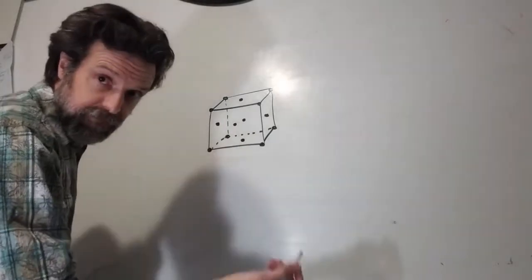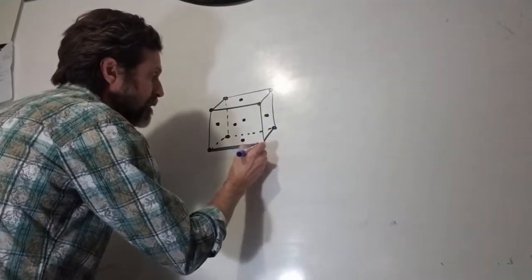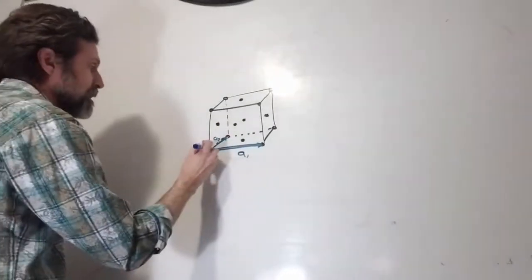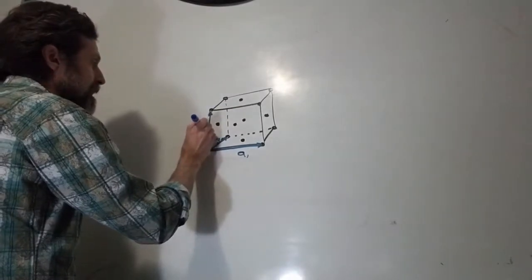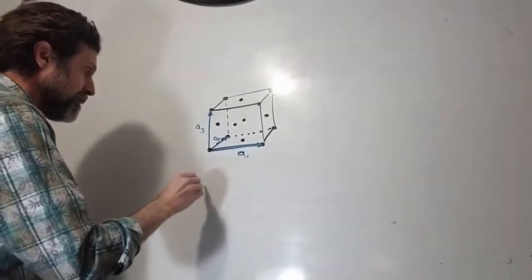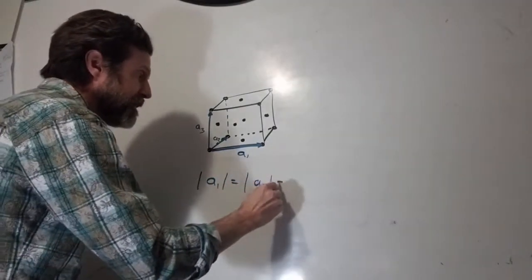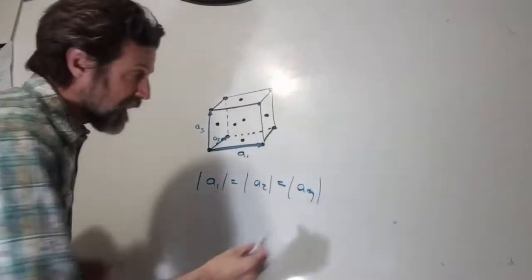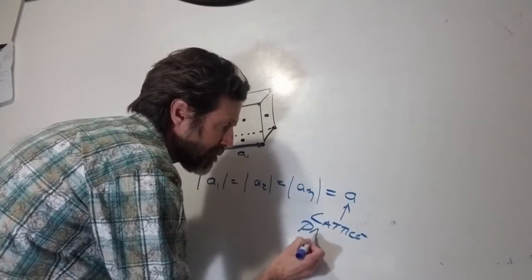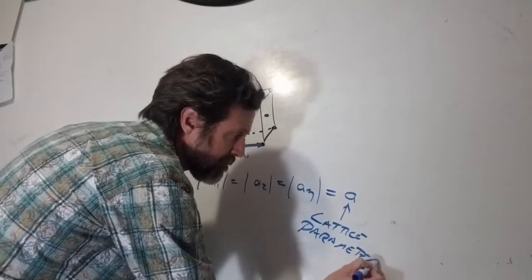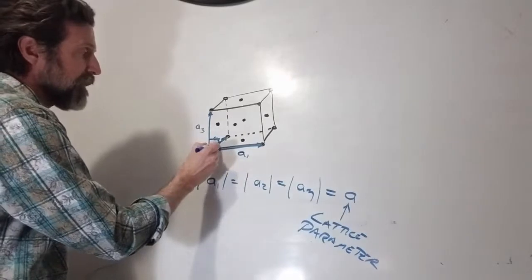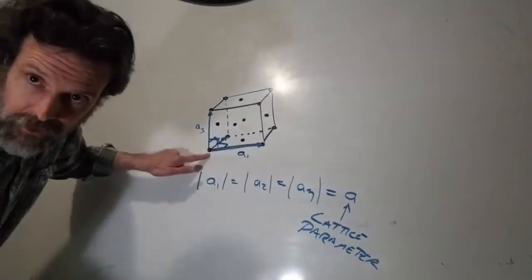We have a set of lattice vectors, A1, A2, and it's a right-handed lattice, so A1 cross A2 gives us A3. And those are our lattice vectors. In the case of it being cubic, all 3 have the same magnitude. So the magnitude of A1 equals the magnitude of A2 equals the magnitude of A3. And we call that lattice parameter just A. So that's our lattice parameter for the cubic lattice. And it's a cube, which means that our angles between all of our lattice vectors are 90 degrees.